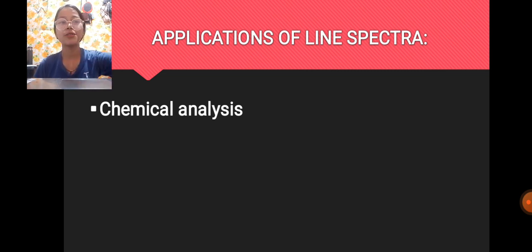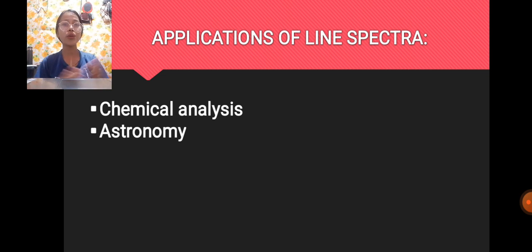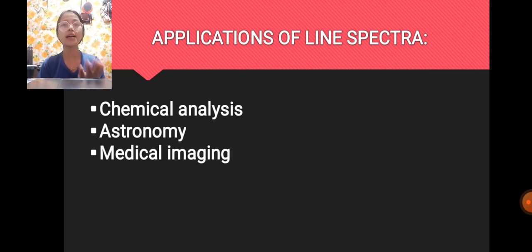So the next application is astronomy. Now, when can we say that the light spectra can be applicable in the field of astronomy? The light spectra are crucial in astronomy for studying the compositions of stars and galaxies. By analyzing the emission or absorption lines in the spectra of celestial objects, astronomers can determine the elements present and their abundance.